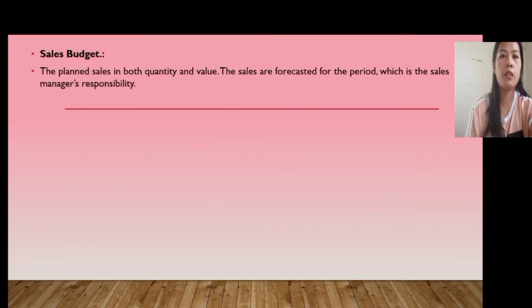Next, under operating budget is the sales budget. So sales budget is the plan of both quantity and value.